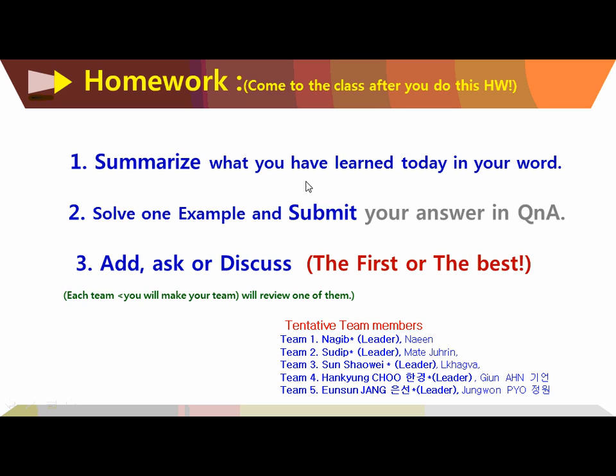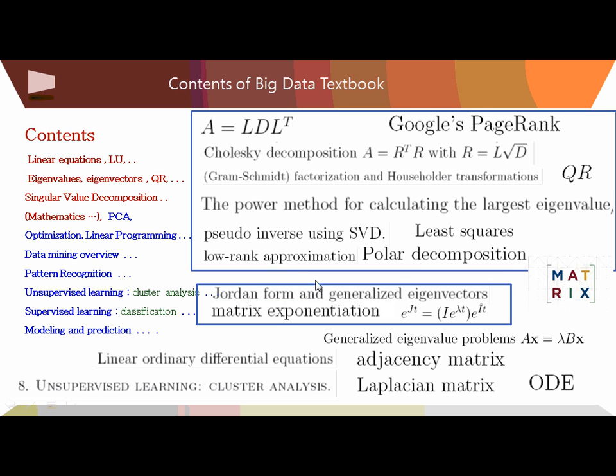You are supposed to submit your homework by next Monday. And here is the content. We have covered this much, up to polar decomposition and non-negative matrix factorization. We will continue with the Jordan canonical form, generalized eigenvectors, and matrix exponentials, and then matrix functions. This is all related to matrix factorization, as are the Jordan canonical forms and generalized eigenvectors.